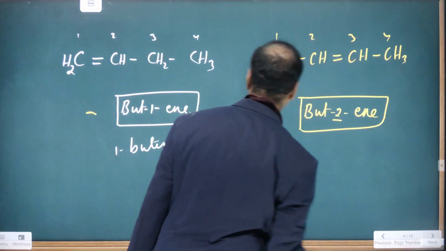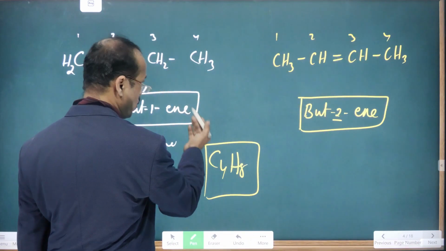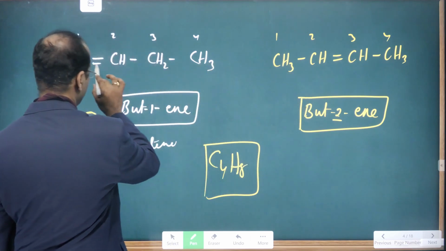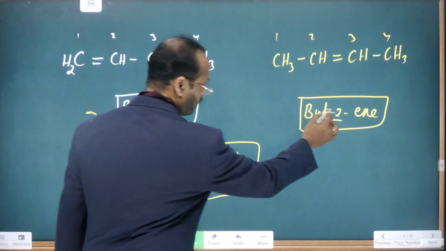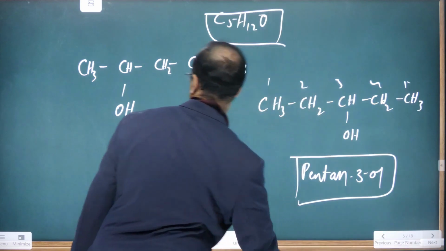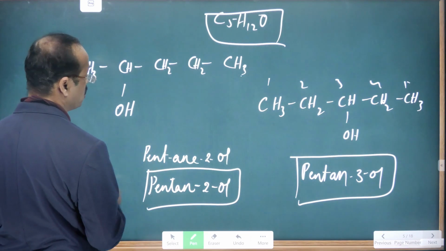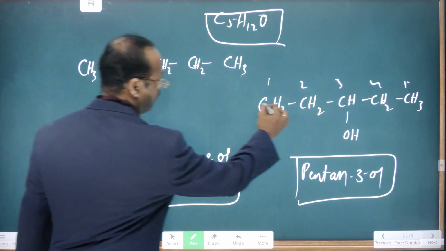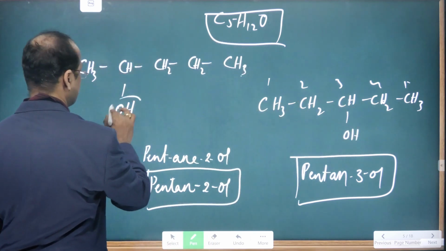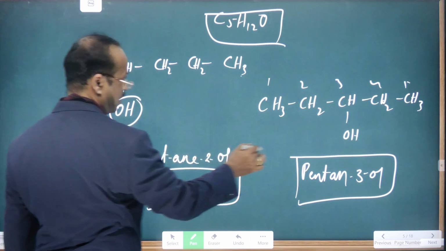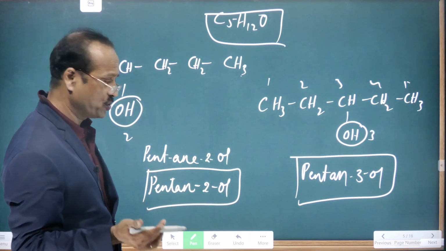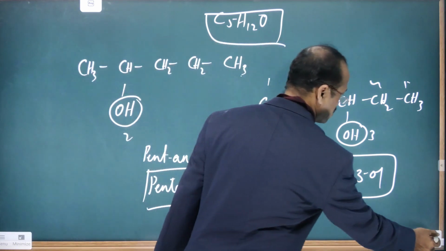Okay, this is called position isomerism. And some other examples you can see here: but-1-ene, but-2-ene. The chain remains the same, but the position of the double bond is 1 here and 2 here. And alcohol also, this is also position isomerism: pentan-2-ol, here alcohol is attached to the second carbon, here to the third carbon. Only the position of the attached group changes. This is called position isomerism.